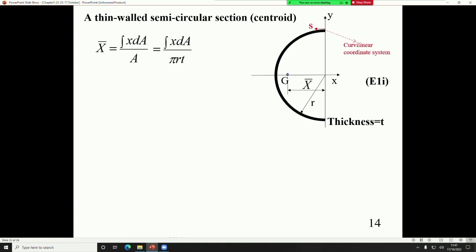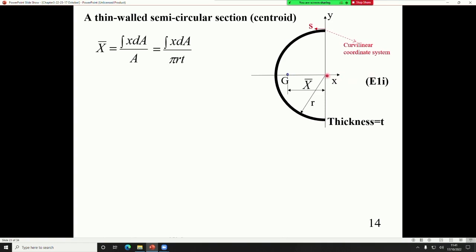Curvilinear coordinate system is one-dimensional, but in a curvilinear manner. It means if I say the origin of this curvilinear coordinate system is S, the coordinate of each point on this system is the length of the curve or the line adjoining that point to the origin on the curve path, actually.